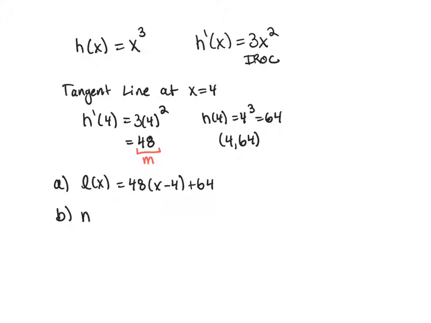And the normal line, if you have the tangent line, is really easy because all you do is take the opposite reciprocal slope, but keep that same point. So I'm going to check in Desmos now and graph the original function, its tangent line, and its normal line.